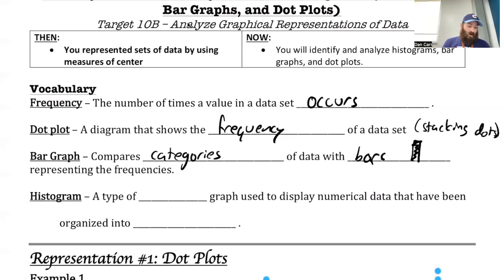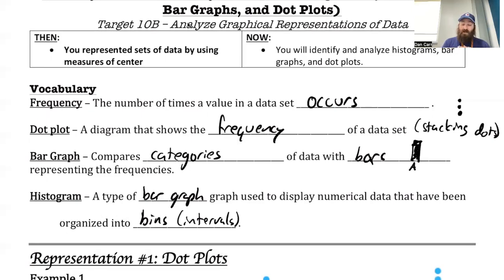All right, histogram. This is a special type of bar graph, used to display numerical data that have been organized into what's called bins, or also known as intervals. And what I mean by that is we talk about frequency. Frequency is stacking dots. So for example, how many people got an A on their test? You can stack it. Here's 3 people. That's what that represents. Getting an A on the test, you could show it with a bar graph as well.